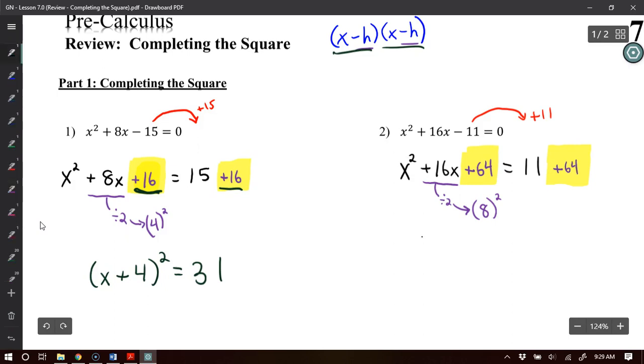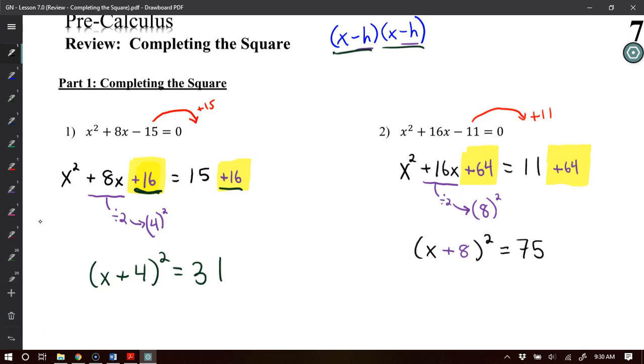What number goes in the parentheses with the x? X something quantity squared. Well, it's that positive 8 that we got when we divided by 2. And that is going to equal 11 plus 64, 75. That's completing the square.